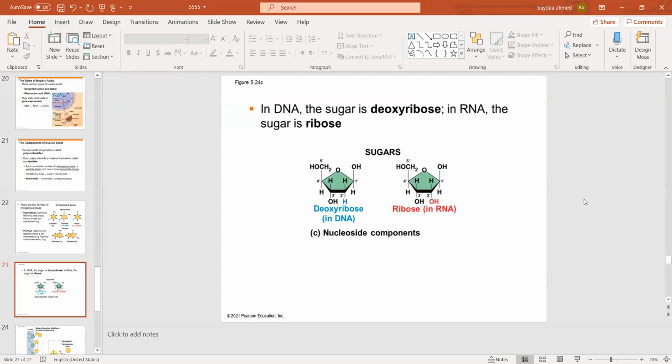Remember that each nucleotide is composed of sugar, nitrogenous base, and phosphate group. The difference between the sugars found in DNA and RNA, these two sugars, is that deoxyribose lacks an oxygen atom on the second carbon in the ring. Hence, the name is deoxy. Deoxy means minus or lacking one oxygen atom.